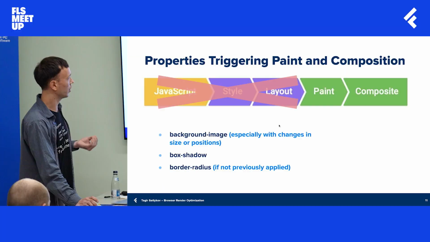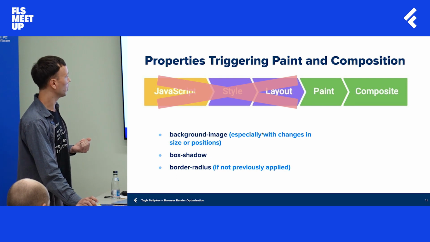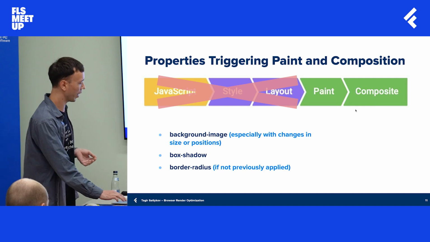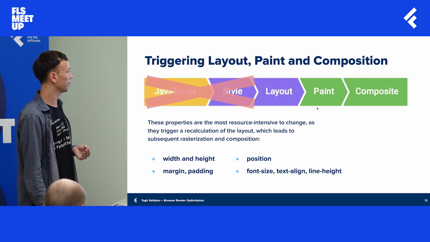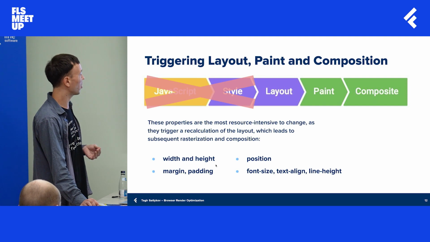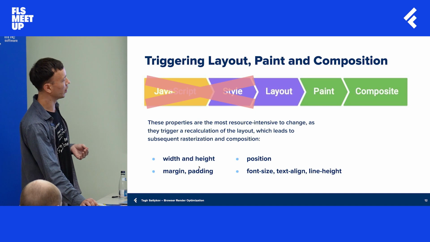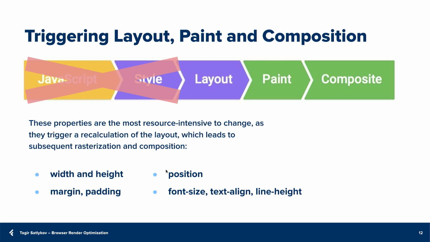Some other examples: if you change a background image, or if you change box shadow, it will call re-render until the paint step. So it's not cheap like Compose, but it's still okay. And the worse variant is when you change the size of your elements, if you move it somewhere by using margin or padding, or if you change some font size, it's going to call re-render of the entire page.